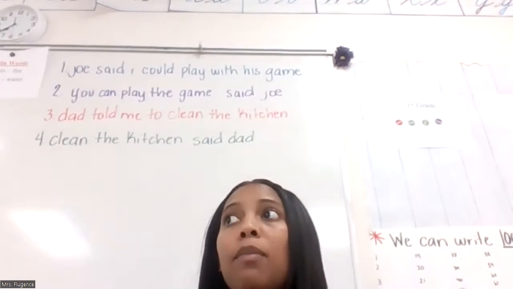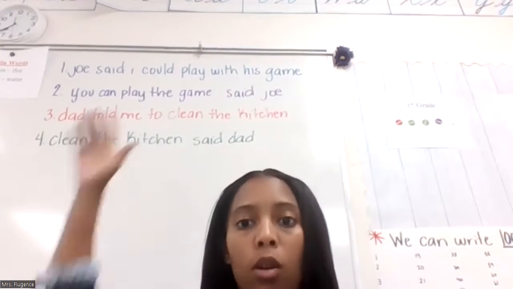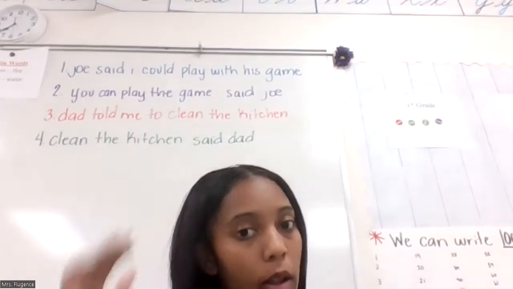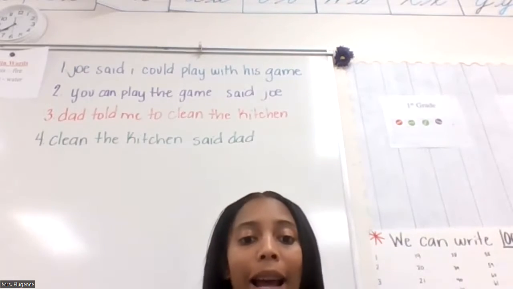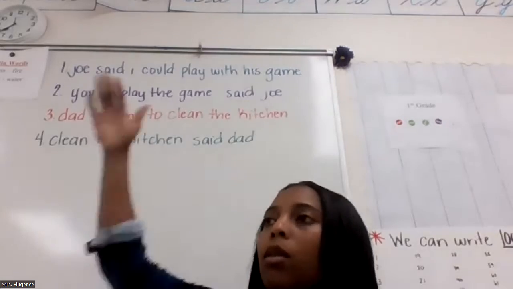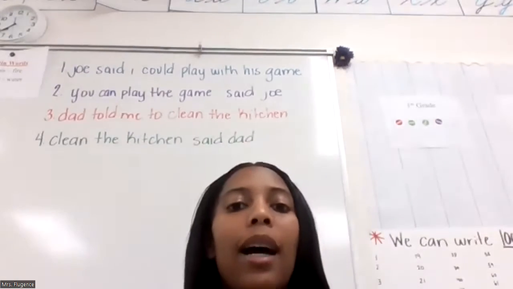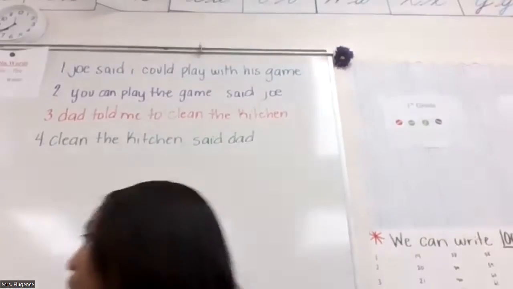Indirect. It's indirect because I'm repeating what Joe said. So do we need quotation marks on an indirect quotation? No, we don't, because the person is not actually speaking. We are repeating what was said. So go ahead and write number one. Joe said I could play with his game. So you write this like a sentence, capital letter, period. Okay.